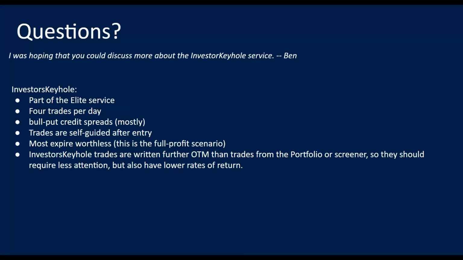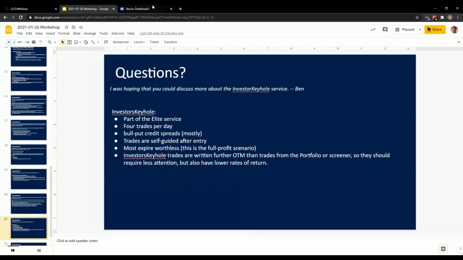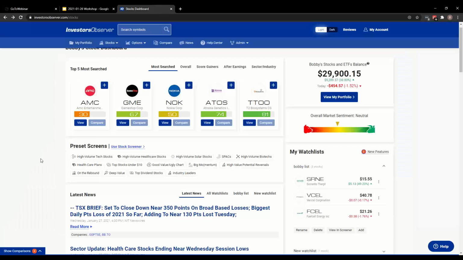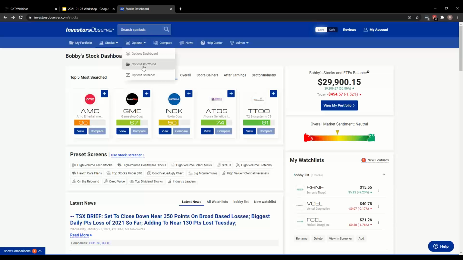Most expire worthless. It's above 90% have expired for a full profit over the lifetime of the service, which goes back like 15 years. And yeah, that's the full profit scenario. And so because they're self-guided and they mostly expire worthless, they're written further out of the money than the trades you'll find in the vertical spread portfolio or in the screener. So they should require less attention, but they also have lower rates of return. So let me pull one up here just so we can talk about how the actual service works.